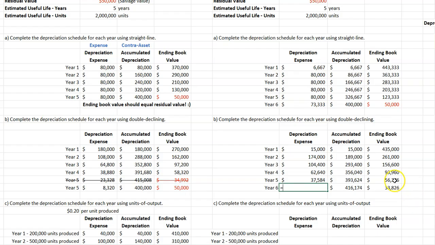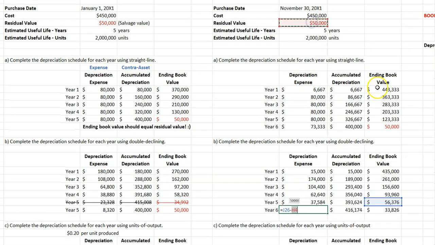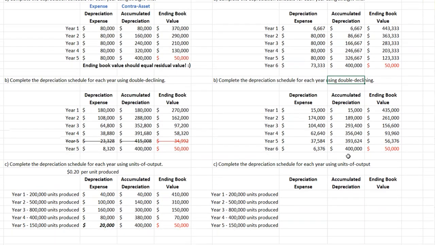So we had a book value of $56,376. Our residual value is $50,000. So technically, we're only allowed to depreciate $6,376. Okay. And that works out. Beautiful.